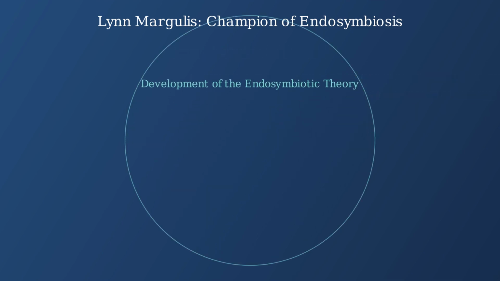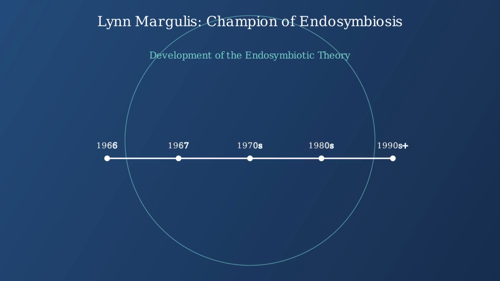Margulis began developing the endosymbiotic theory in the mid-1960s, proposing that certain organelles in eukaryotic cells originated as free-living bacteria. Her theory was revolutionary and challenged the prevailing views of cellular evolution at the time.